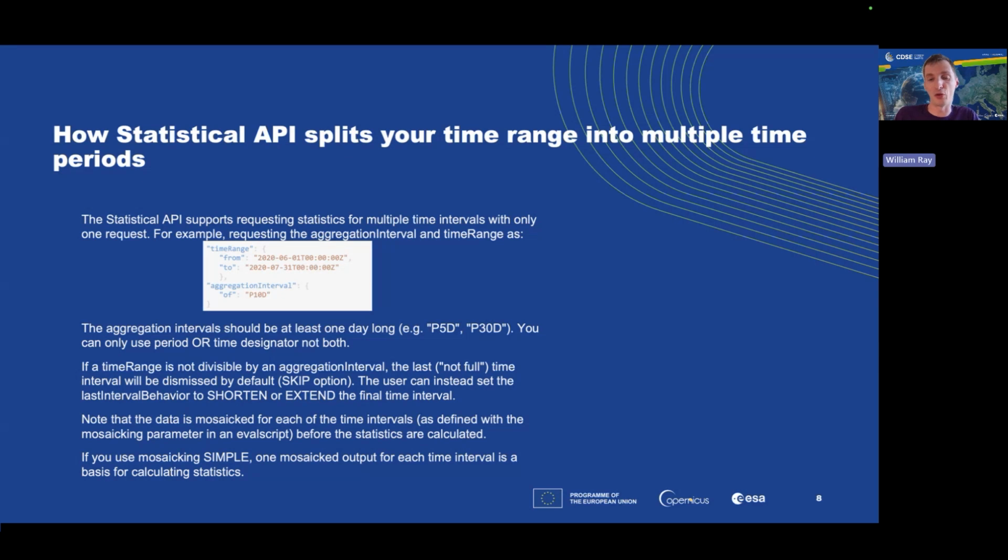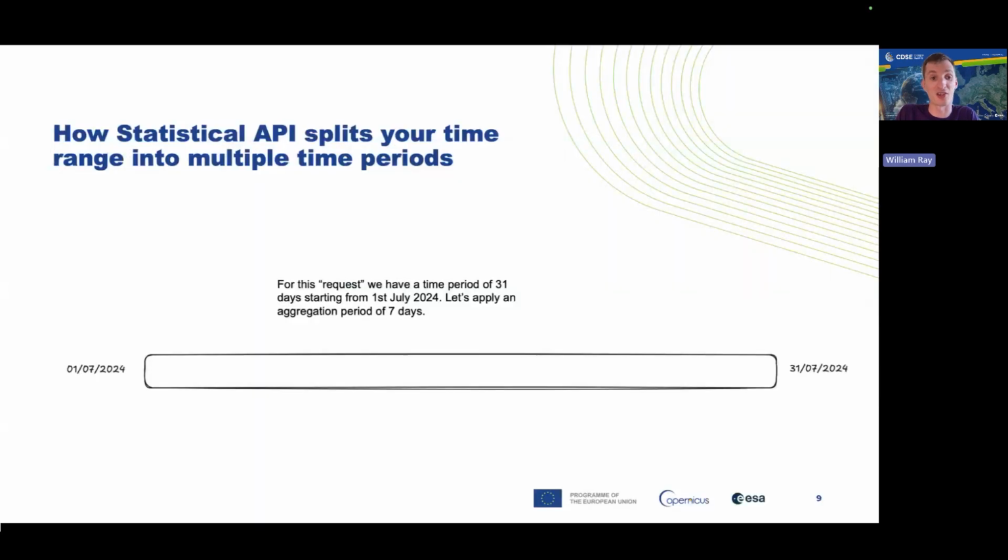Note also that the data is mosaicked within each of the time intervals. So if you had, say, 2 Sentinel-2 acquisitions in a single time period, and your mosaicing was set as most recent, it would only take the data point from the most recent acquisition. But we'll see that in action in a second. So let's try and visualize this.